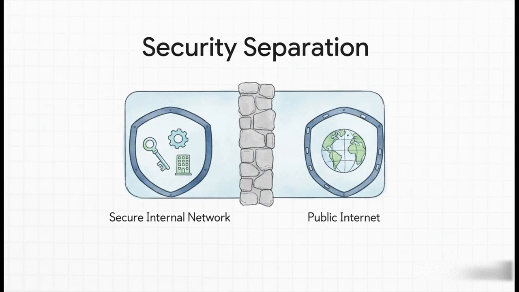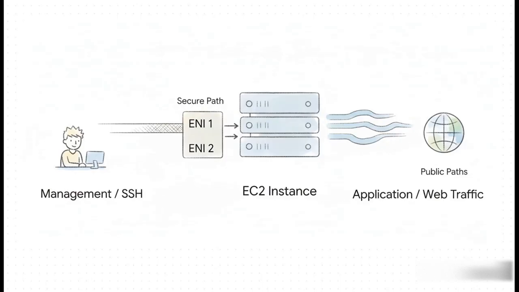All right, here's another really powerful application. You can create multiple layers of security, not by adding more servers, but by using multiple ENIs on a single instance. Check out this classic pattern. You can attach more than one ENI to a single EC2 instance.